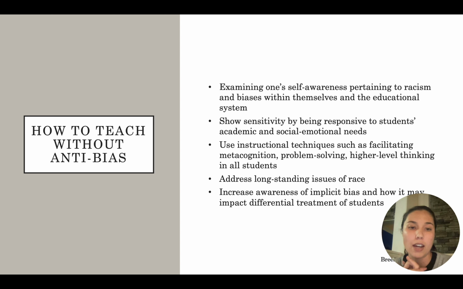So, how do we teach with anti-bias? Examining one's self-awareness pertaining to racism and biases within themselves and the educational system is really important. So having teachers increase their awareness of their own implicit biases and how their biases may impact the way they treat students or the way they teach students. It requires showing sensitivity by being responsive to students, their academic needs, and their social emotional needs, like home life and just life in general, making sure we're giving equal treatment to all students.